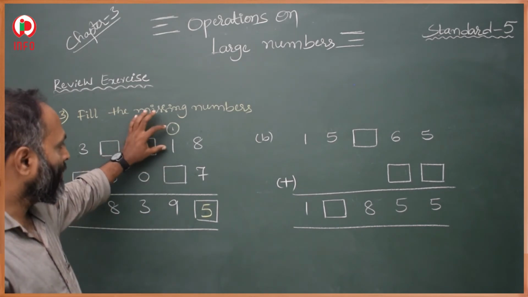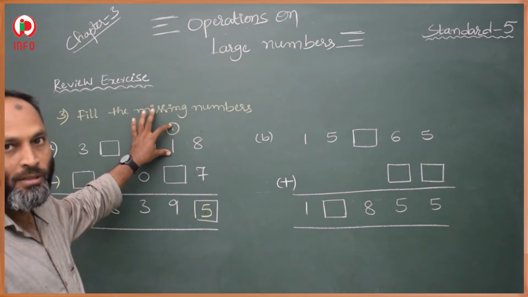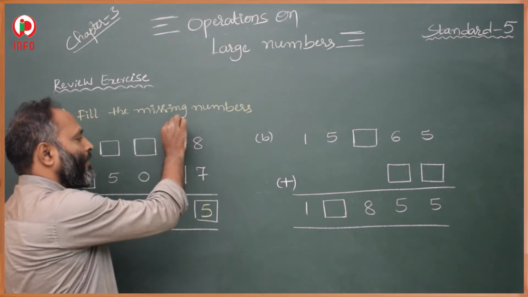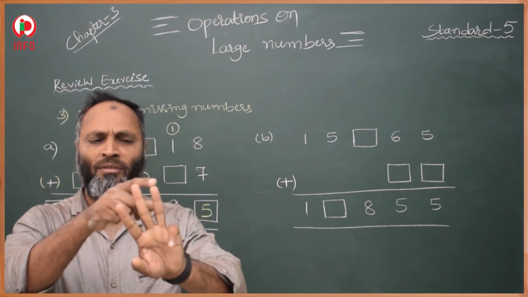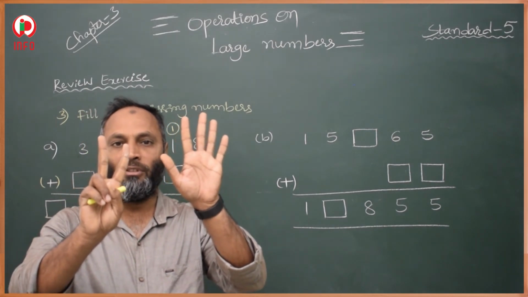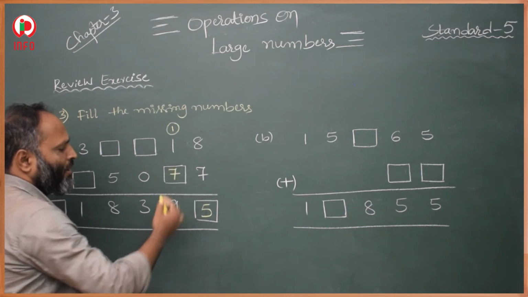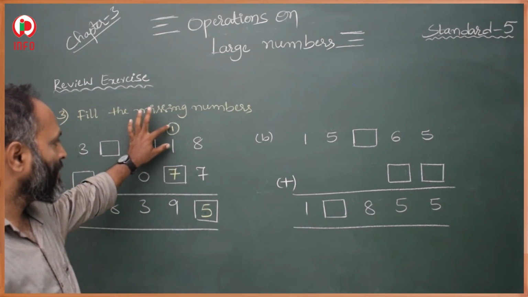Here in this row, 1 plus 1 is 2. Here 9 is there. For getting 9, how many more do we have to add? Count from 3 to 9: 3, 4, 5, 6, 7, 8, 9. In total, 7 numbers we have to add. So we will get 7 in the box. 7 plus 1 is 8, 8 plus 1 is 9.